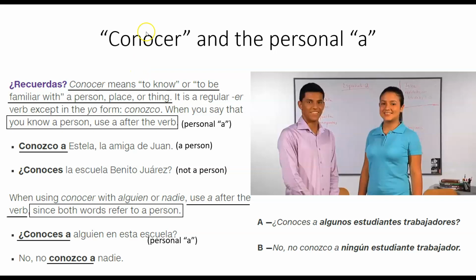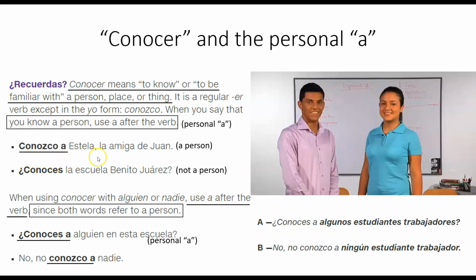The verb conocer, to know or be familiar with a person, place, or thing, and the personal a. So you know, conocer means to know or be familiar with a person, place, or thing. It is a regular ER verb except the yo form, conozco. It's the only weird one. That Z comes out of nowhere. When you say you know a person, use the letter A after the verb. We call that the personal a. So let me show you how it works.